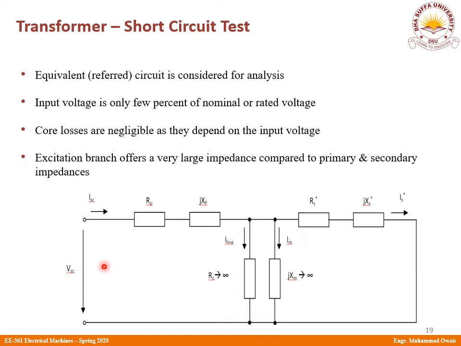Now if this voltage is low, then the excitation current flowing into this excitation branch is almost negligible. So for simplification, we shall simply ignore this excitation branch, which means that the resistances will simply be added up together. And since the applied voltage is very low, the core losses are also negligible as they depend on the input voltage.